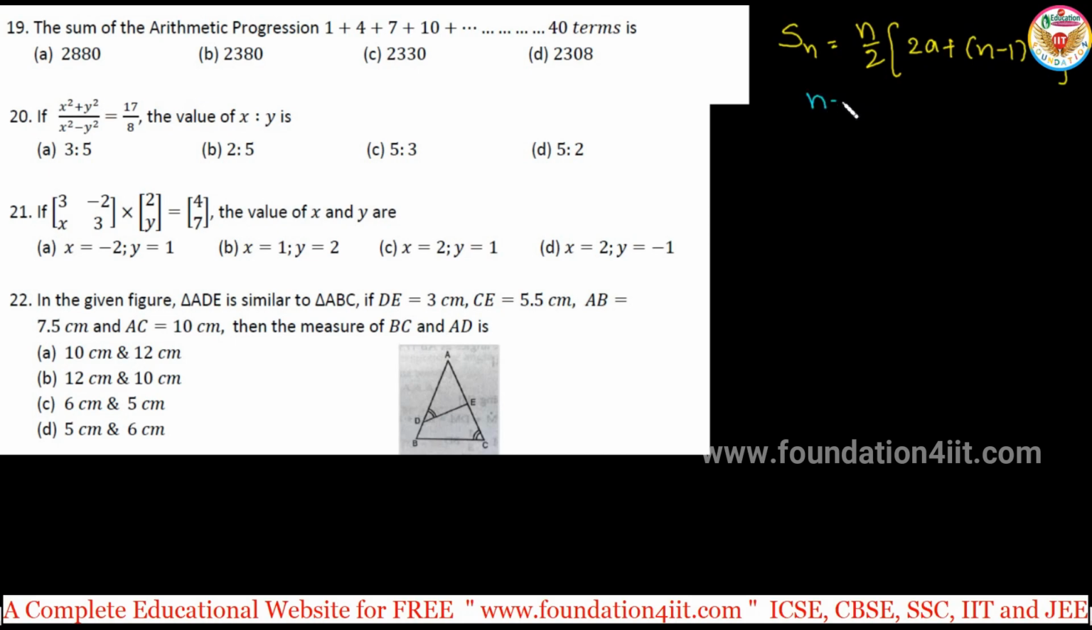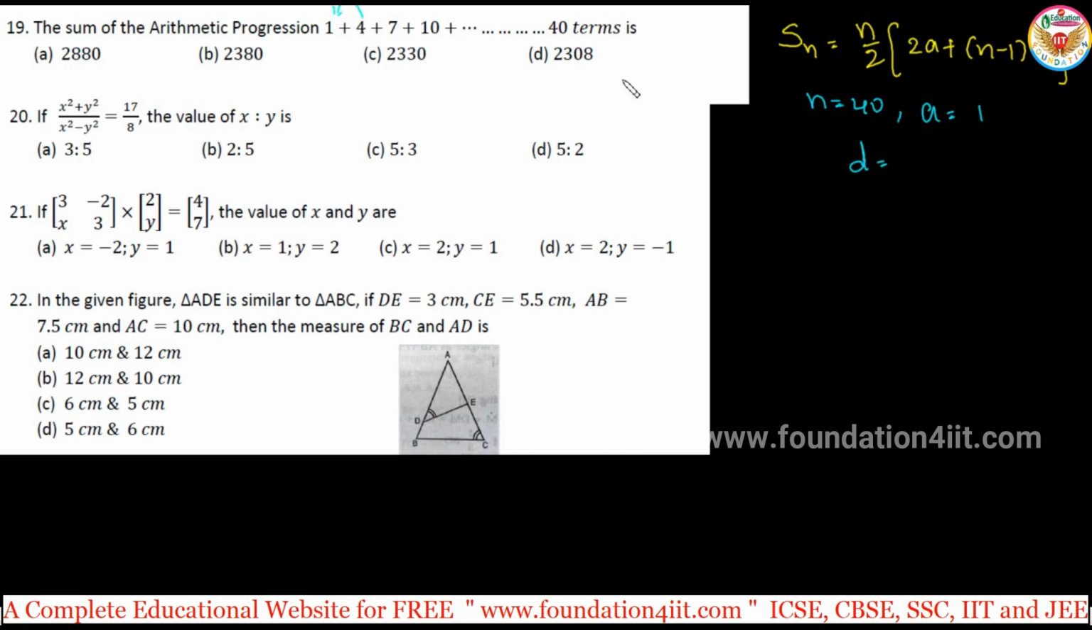So 40 terms, n is equal to 40, and a is the first number, 1, and the difference is any number minus the previous, so 4 minus 1, so 3. Just substitute in this formula, then get the sum of the 40 terms. Okay, you're supposed to get answer B.